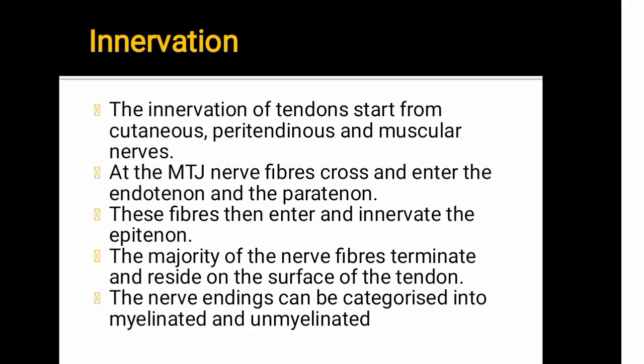The innervation of the tendon starts from the cutaneous, peritendinous and muscular nerves. At the musculotendinous junction, nerve fibers cross and enter the endotenon and the peritenon. These fibers then enter and innervate the epitenon. The majority of the nerve fibers terminate and reside on the surface of the tendon. The nerve endings can be categorized into myelinated and unmyelinated.